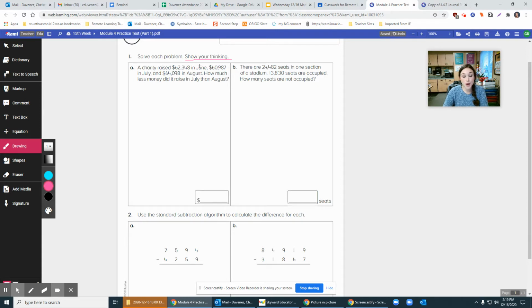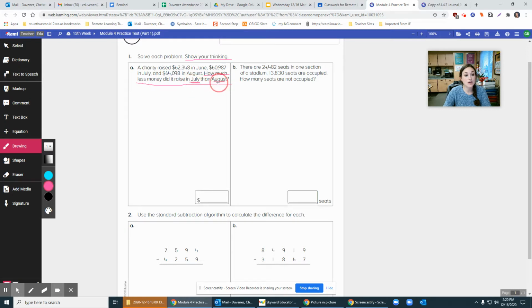This is a word problem, and you will have 4 problems on your math test for Module 4, Part 1. They're all subtraction. 2 of them are word problems. A charity raised $62,348 in June, $60,987 in July, and $64,098 in August. The question, how much less money did it raise in July than August?